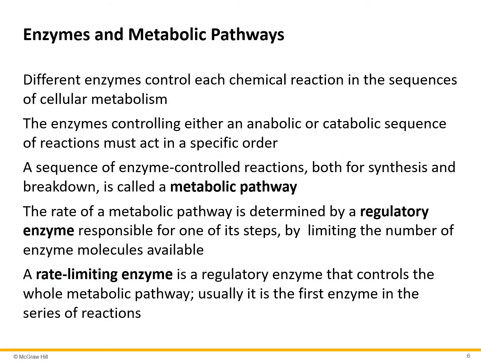Now, different enzymes control different chemical reactions in the sequence of cellular metabolism. These enzymes controlling either anabolic or catabolic sequence reactions must act in a specific order. The sequence of enzyme-controlled reactions for a synthesis and breakdown is called a metabolic pathway. We're going to see that it's not just as simple as A plus B equals AB. There's generally several steps along the way.